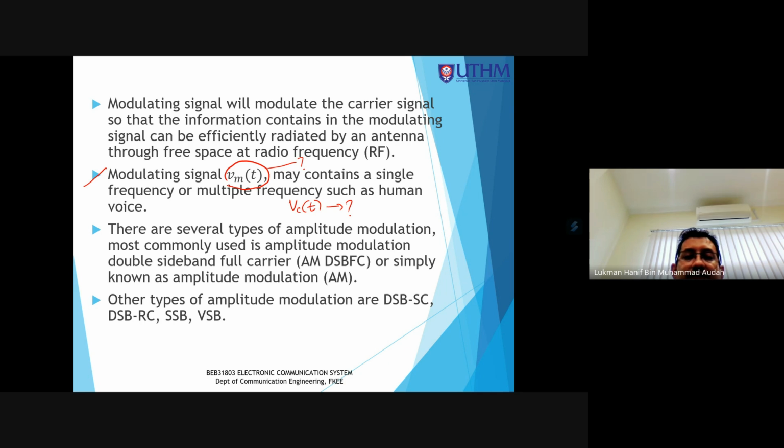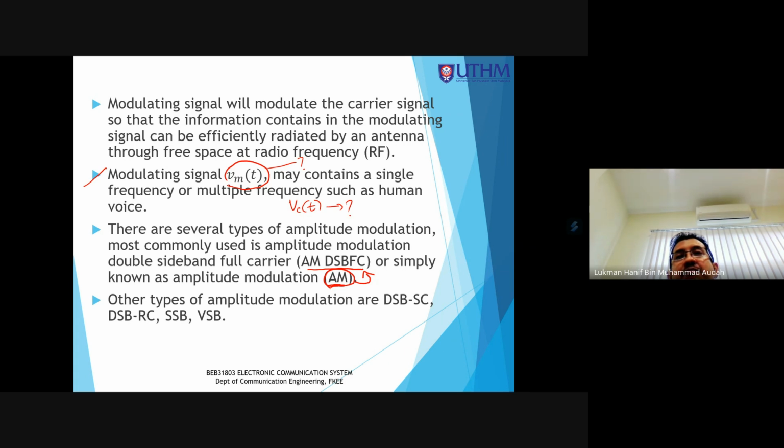There are several types of amplitude modulation. The most commonly used is AM DSB-FC, AM double sideband full carrier, or simply we name it AM. So in your lecture notes, whenever you see AM, this is related to the double sideband full carrier. Double sideband full carrier is the oldest AM signal.